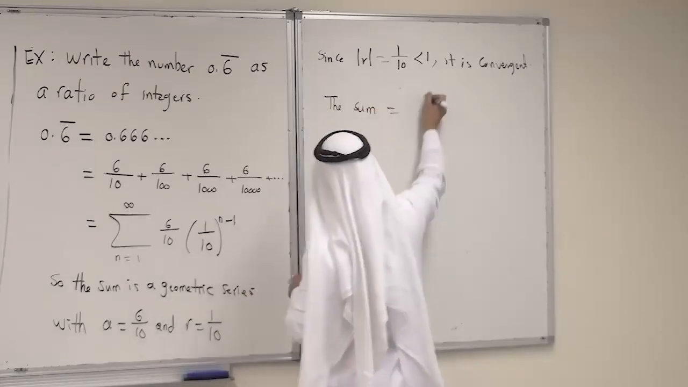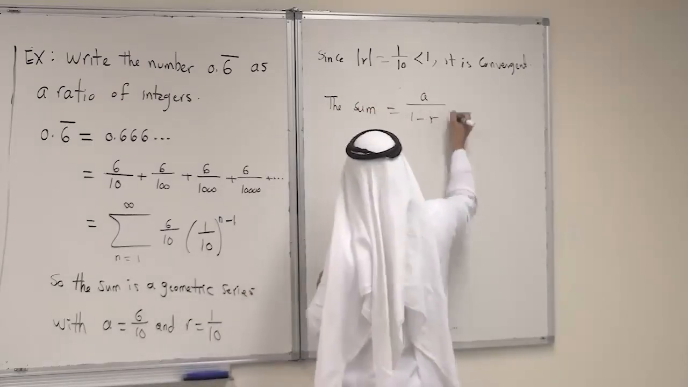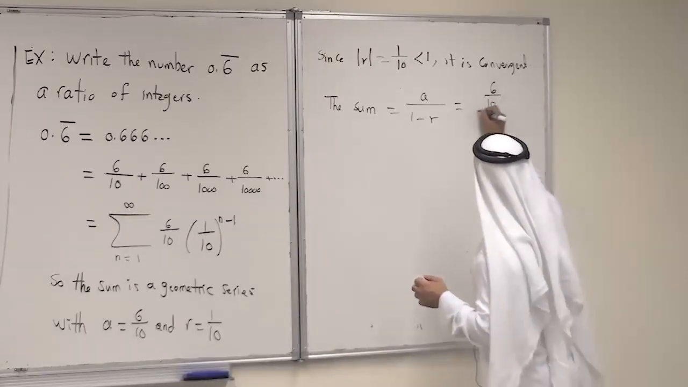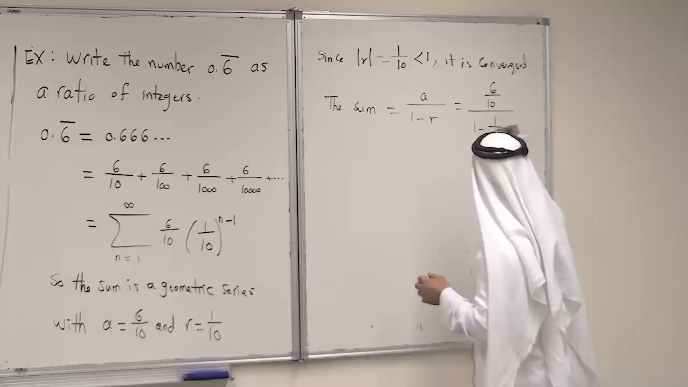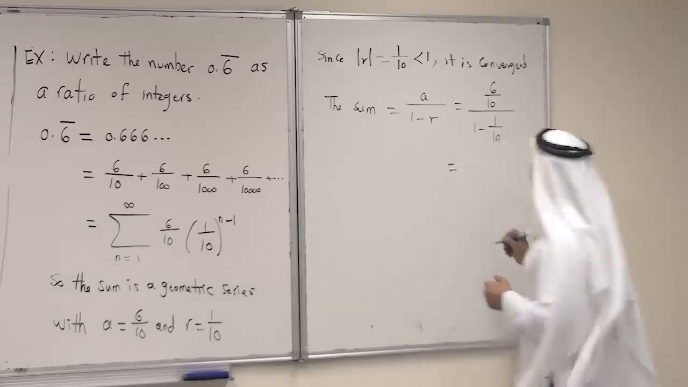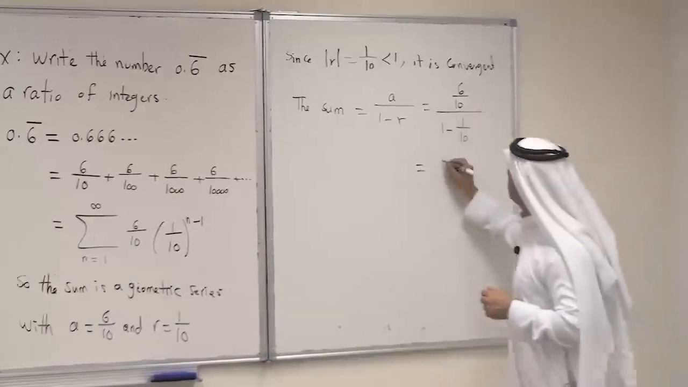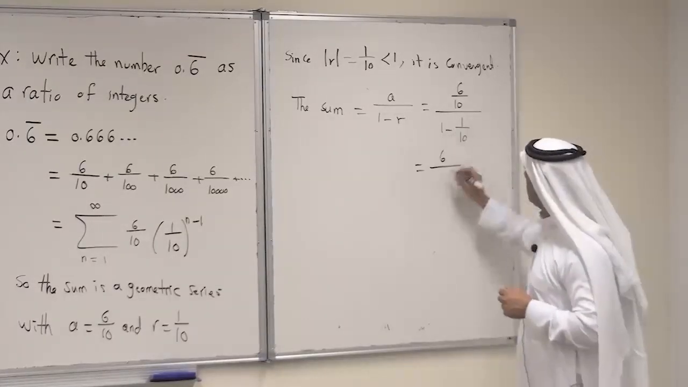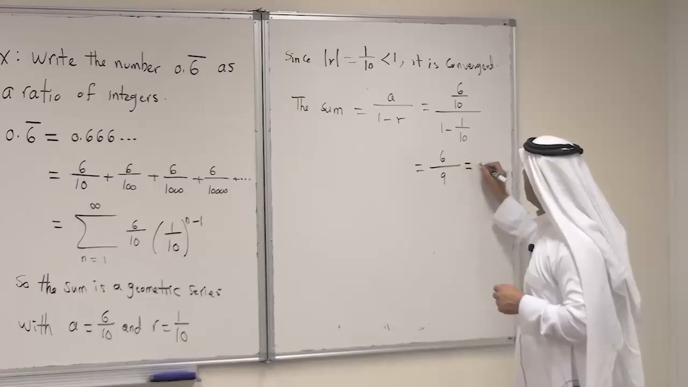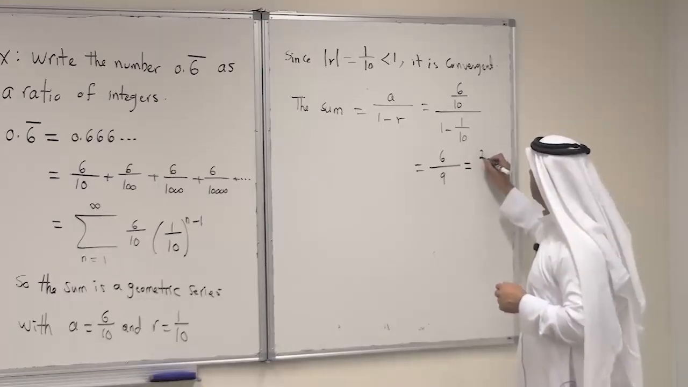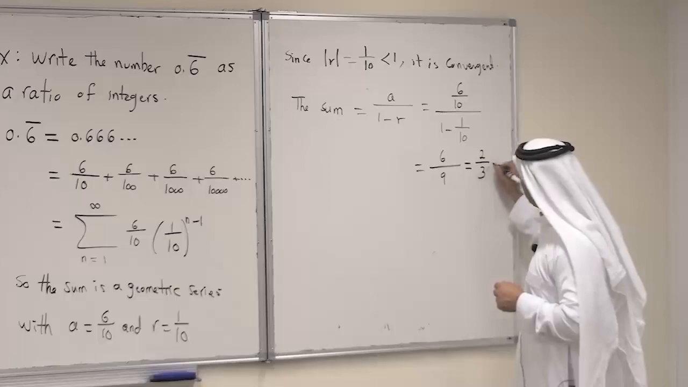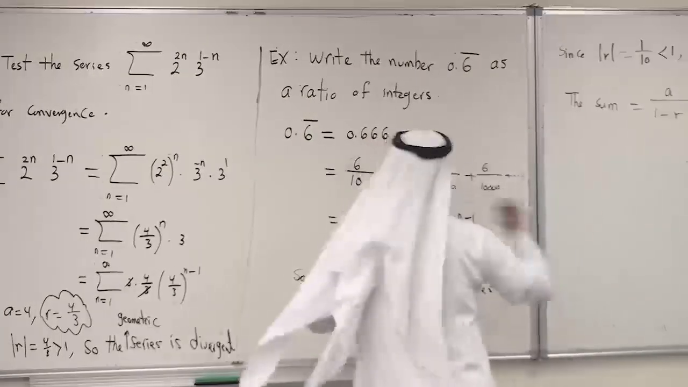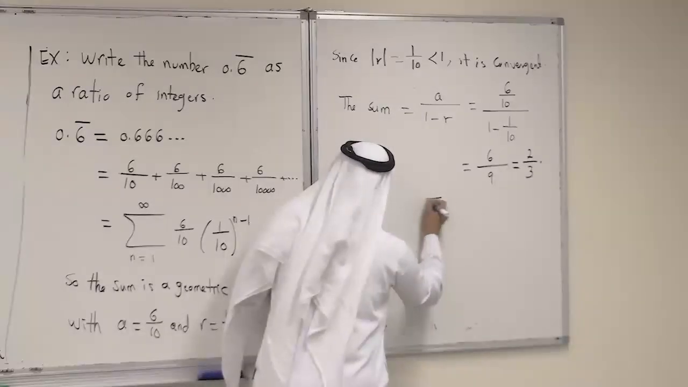The sum is equal to A over 1 minus R, and this is equal to what? 6 over 10, that's A, divided by 1 minus R, that is 1 over 10. And that is equal to, if you multiply by 10, this will be 6, and this will be 10 minus 1, that's equal to 9, and if you divide by 3, this is equal to 2 over 3. And we can check that 2 over 3 is nothing but 0.6 repeated.